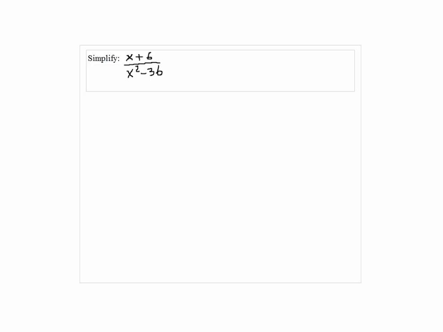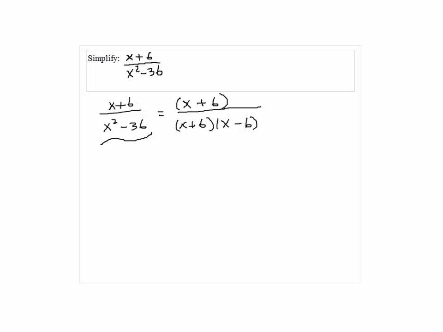Simplify x plus 6 over x squared minus 36. So first, we're going to simplify the numerator and the denominator. So the numerator is already simplified, so you keep the x plus 6. And the denominator we can factor as x plus 6 and x minus 6. So notice that we have the same factor, x plus 6, on top and the bottom, so we can cancel the factors. So we're left with 1 over x minus 6 as the answer.